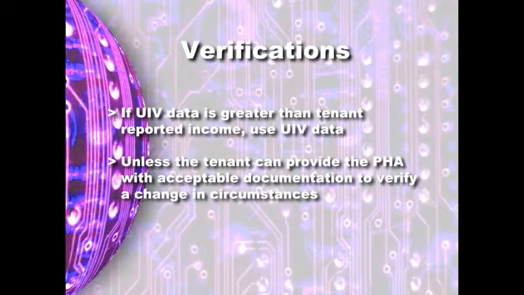When UIV data is substantially different than tenant-reported income, if the tenant disputes UIV data, then your PHA must request written third-party verification from the discrepant source so that you can project annual income. Once the PHA has verified and validated the income discrepancy, the PHA should calculate the tenant retroactive rent that's due and initiate any repayment agreement and/or any other corrective action.